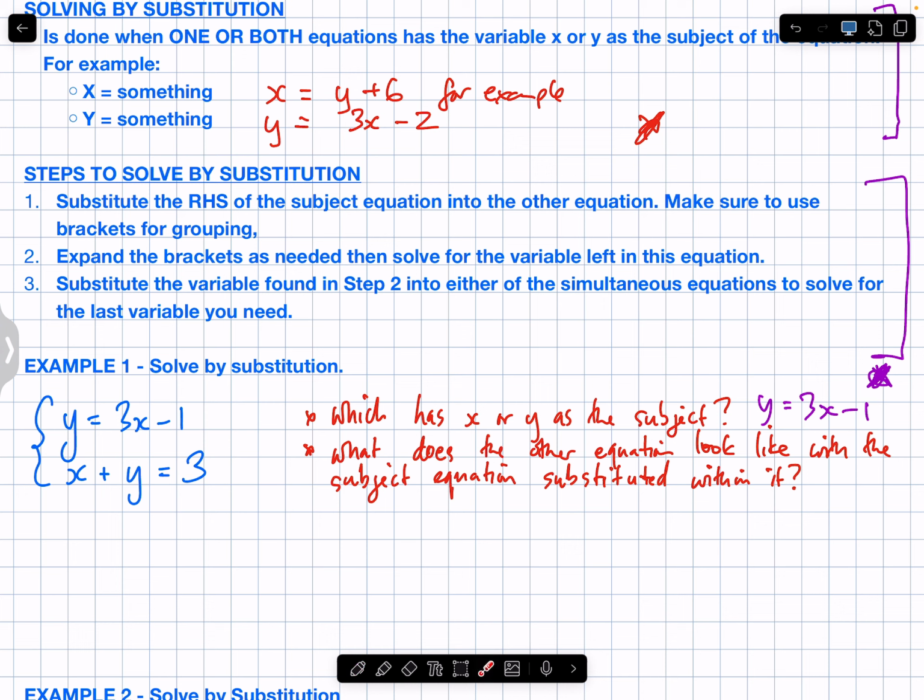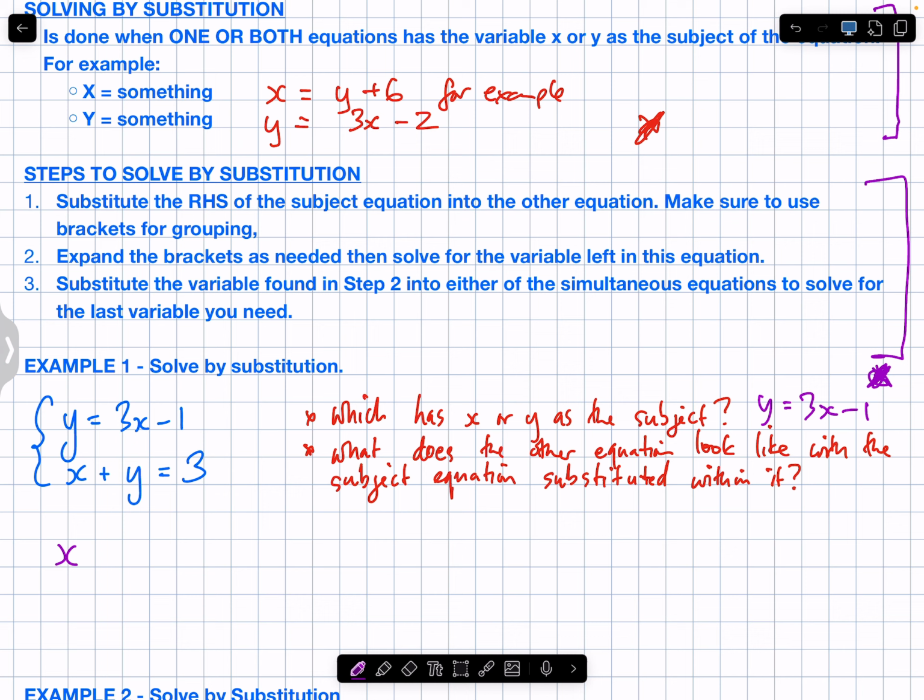So that's where this step comes in. Substitute the right-hand side of the subject equation into the other. So what is this equation telling you y equals? Y is 3x take 1. So what is this second equation going to look like if I jam this y into it? It's going to look like this.